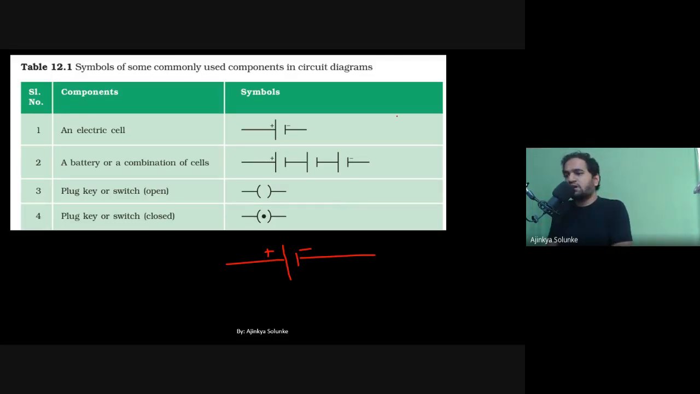Please do remember, do not use same size lines. That is the symbol for another device called a capacitor. That is another symbol. Hence, please do not use same lines. You have to use one longer line and one shorter line. One longer line is positive, the shorter line is negative. So this is one cell.